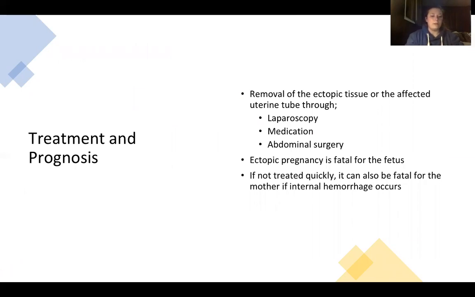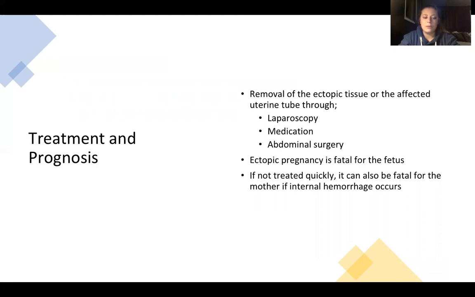The treatment for an ectopic pregnancy is the removal of the ectopic tissue or the affected uterine tube. And this can be done through laparoscopy, which is a surgical procedure using the laparoscope, which is a thin tube instrument that has a light and a lens to view and perform the surgery. Another option is medication. An early ectopic pregnancy can be treated by using methotrexate, which is a drug that stops cell growth and then dissolves the existing cells.